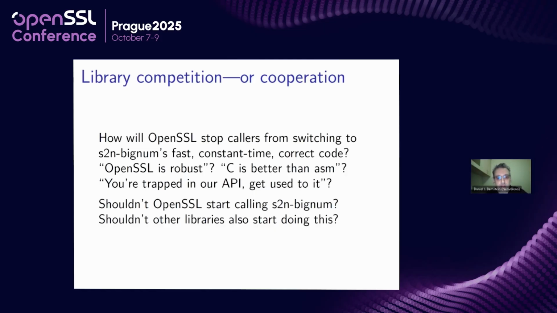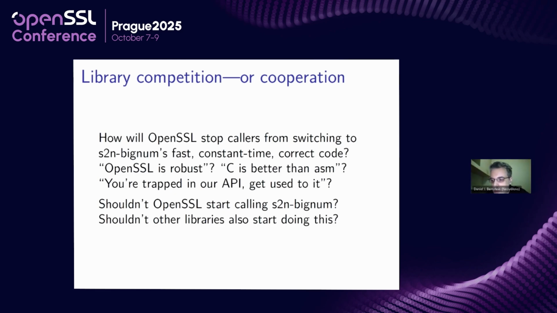Instead of having tons of different libraries with tons of different bugs, let's take one very carefully checked piece of code and reuse that across a lot of different libraries. This seems like an easy win for OpenSSL, seems like an easy win for basically every other cryptographic library you can think of to use S2N bignum whenever possible.